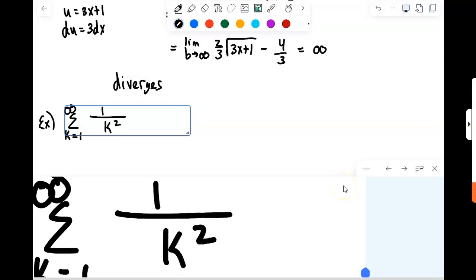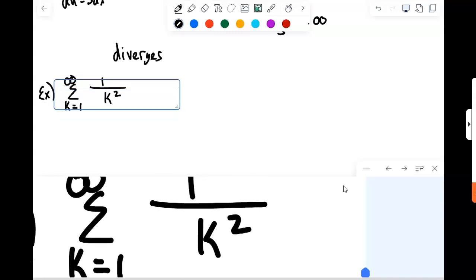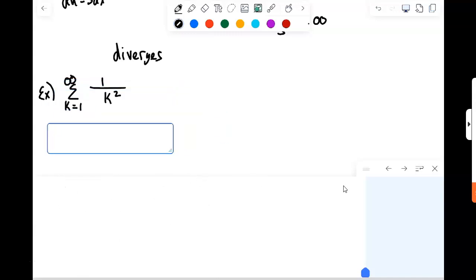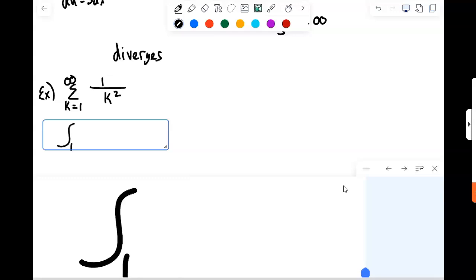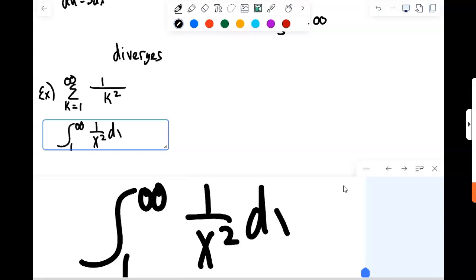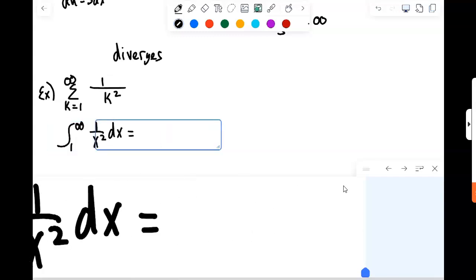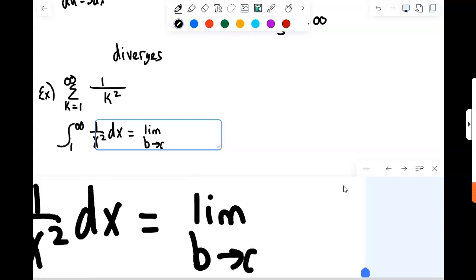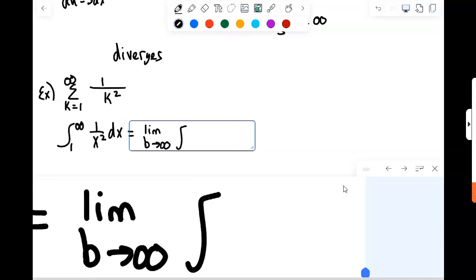Okay, so let's turn to another example here. This time I want to look at the sum as k goes from 1 to infinity of 1 over k squared. So we would look at the integral from 1 to infinity of 1 over x squared dx. Right, we would rewrite that as a limit as b goes to infinity of the integral of x to the minus second dx.